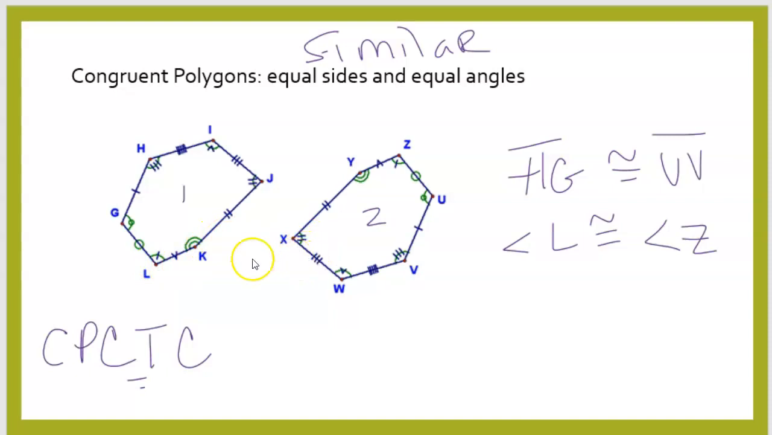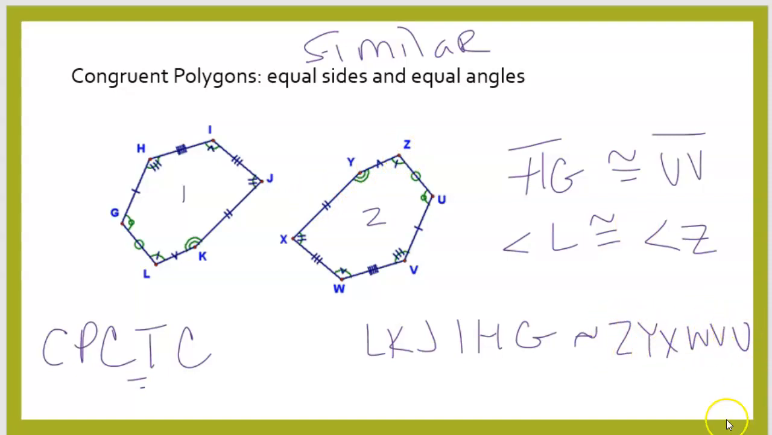There's a lot of markings on here. So I think it would go L, K, J, I, H, G is similar to, let's find the 1V2. 1V, here it is. Z, Y, X, W, V, U. And this statement would help us match up all of those corresponding angles and sides.